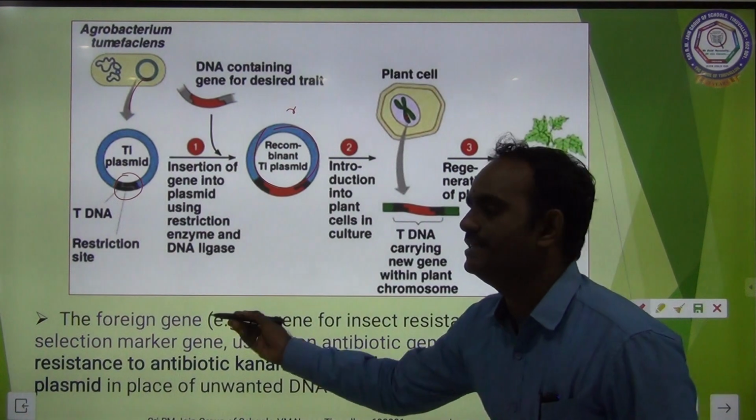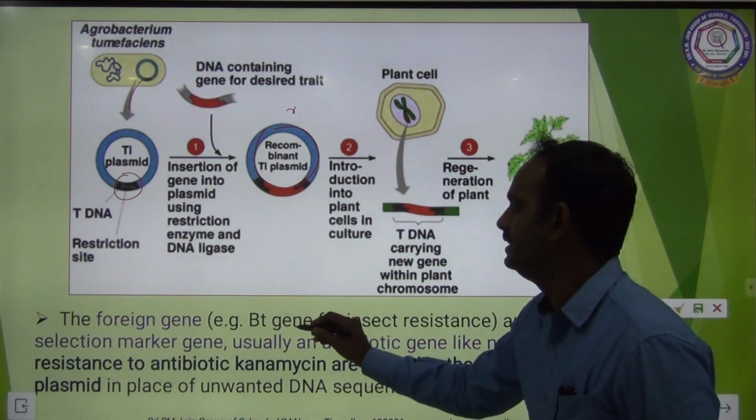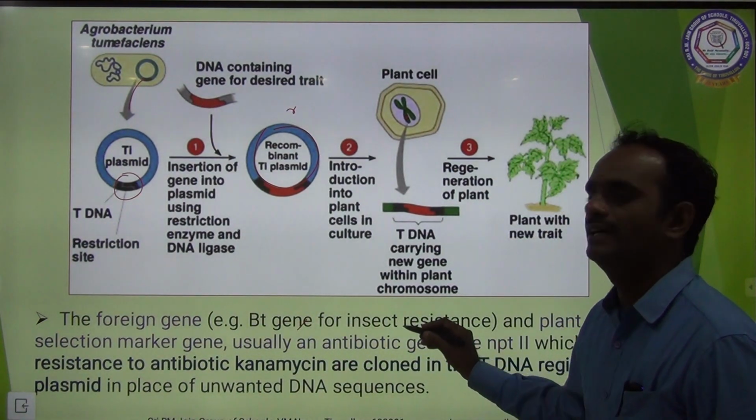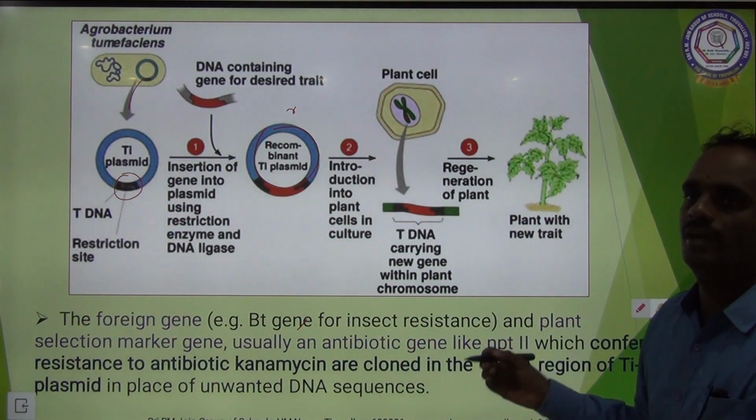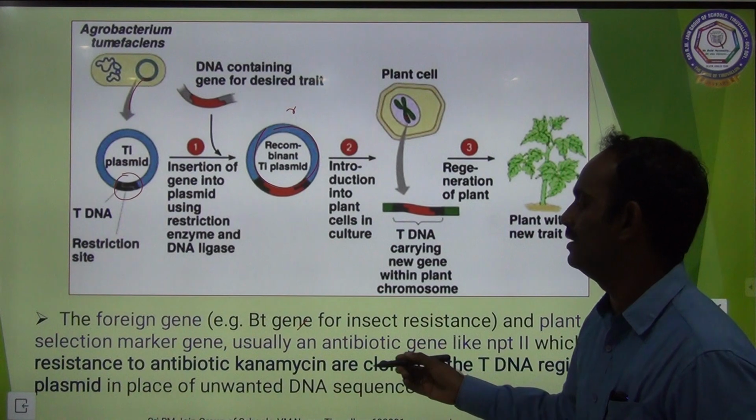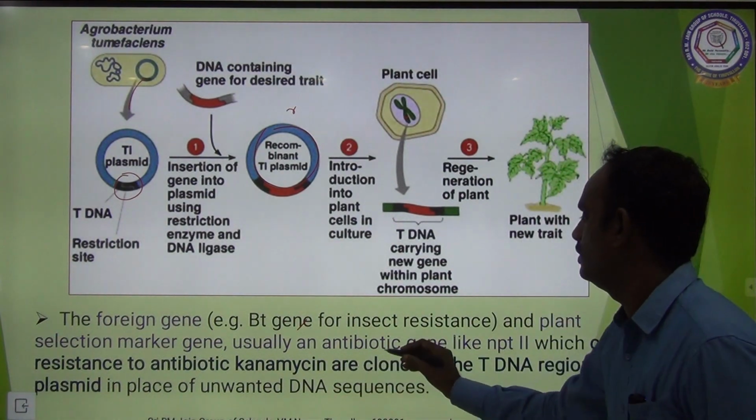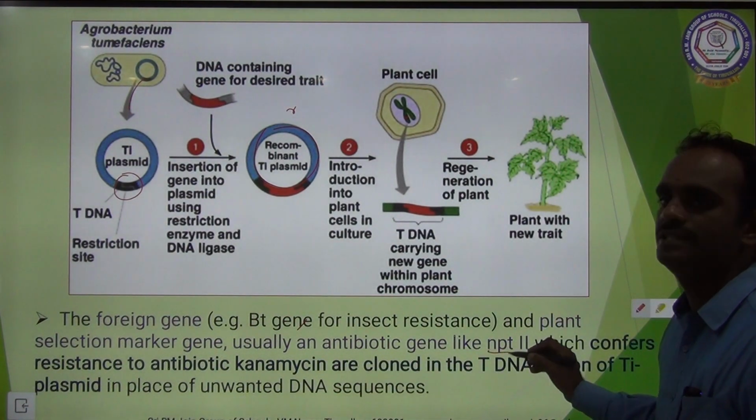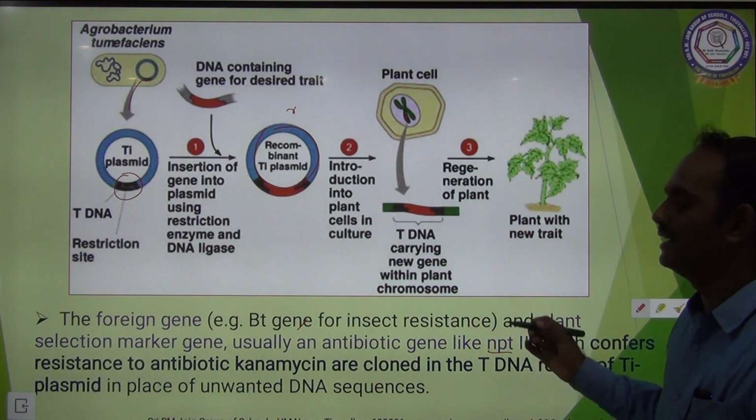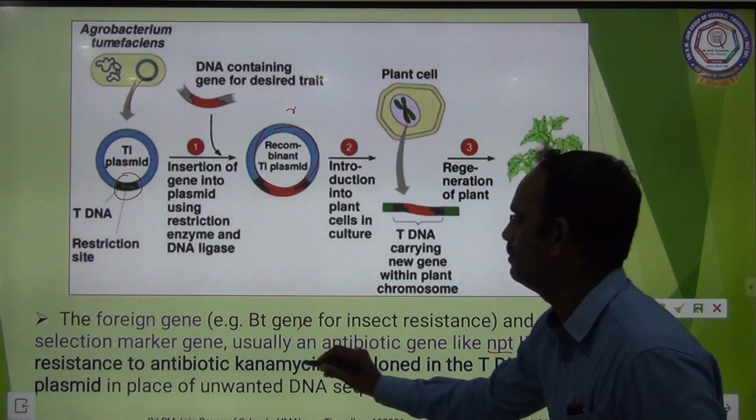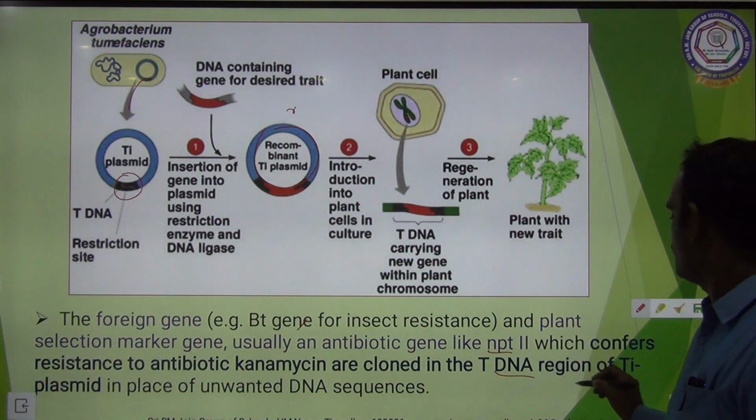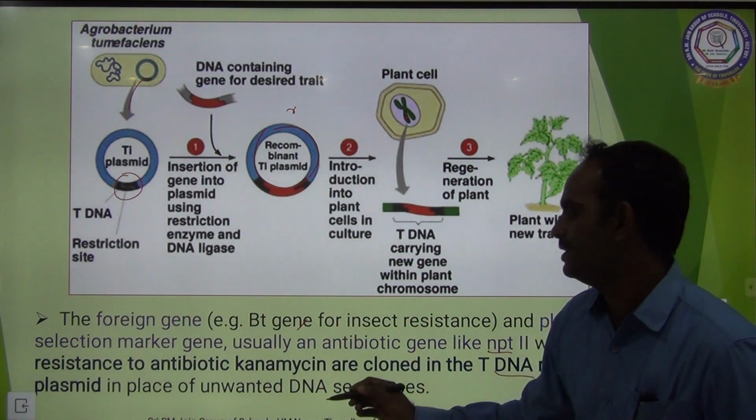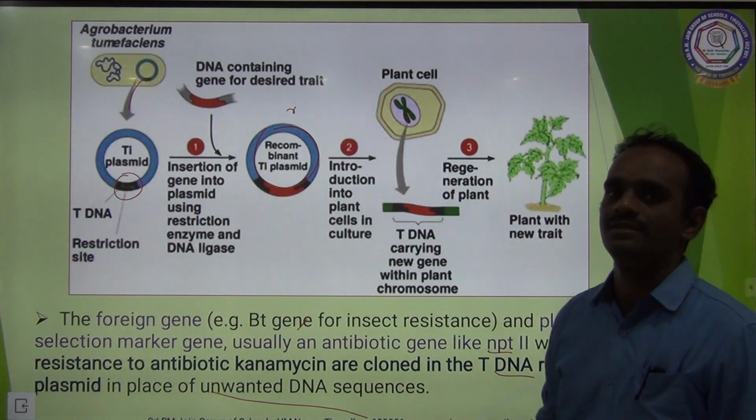The foreign gene, for example the Bt gene for insect resistant plants, and a plant selection marker, usually an antibiotic resistance gene like NPT II, which confers resistance to the antibiotic kanamycin, are cloned in the T-DNA region of Ti plasmid in place of unwanted DNA sequence.